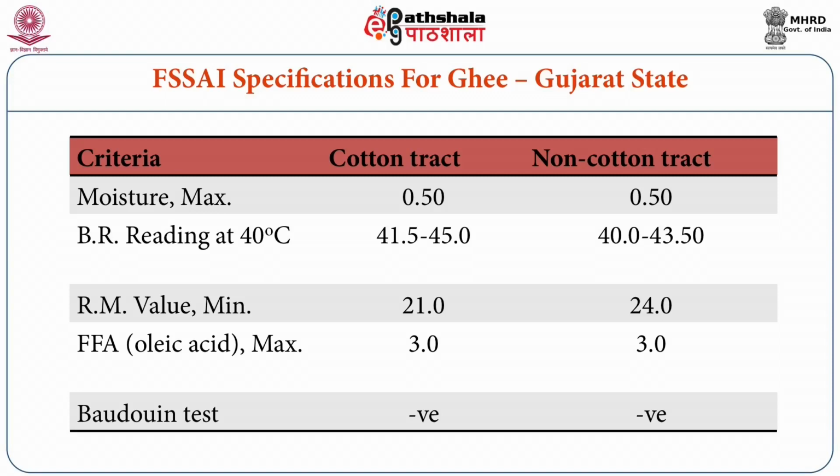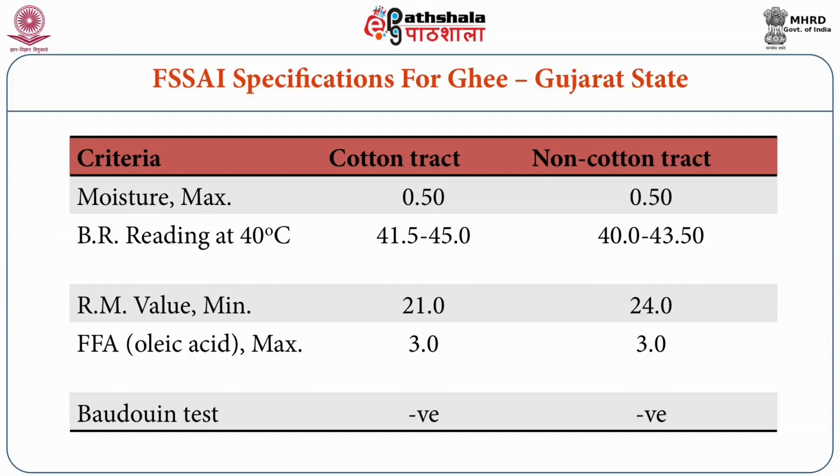In case you are getting some sample of ghee and analyzing it for BR, and it is coming less than the minimum of cotton tract, for example 39.0, this indicates there may be some chances of adulteration to the ghee, because the constant it is showing is abnormal. So this helps in assuring the consumer what really is being paid for, a correct product.